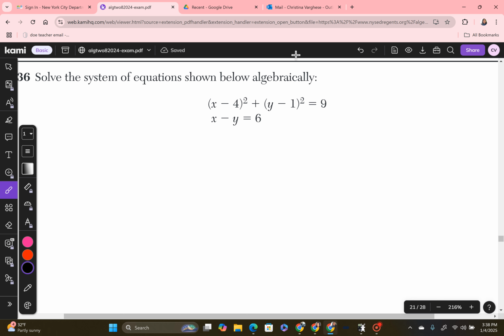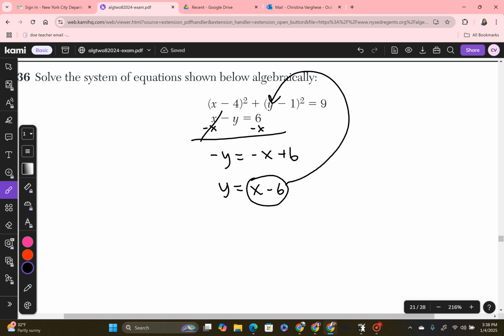So we're going to get one of the variables by itself. Usually since we get y by itself, we could do that. So you subtract x from both sides. So negative y is equal to negative x plus 6, or 6 minus x, same thing. Divide both sides or multiply by negative 1. So you get y is equal to, this flips the sign, x minus 6. Cool. So now that we have y equals x minus 6, wherever we see a y in this problem, we're going to substitute x minus 6.